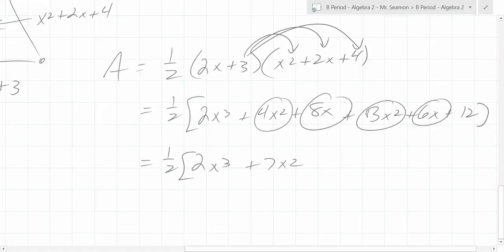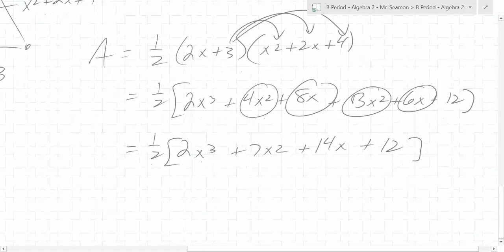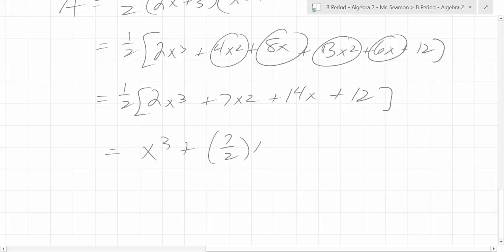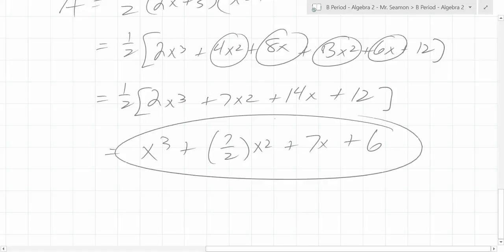Then you get, what's that? 14x, and then plus 12. And now are you done? Not really. Need to multiply that 1/2 in. So what's that going to be? x cubed plus 7 over 2 x squared plus 7x plus 6. So that would be the final answer right there.